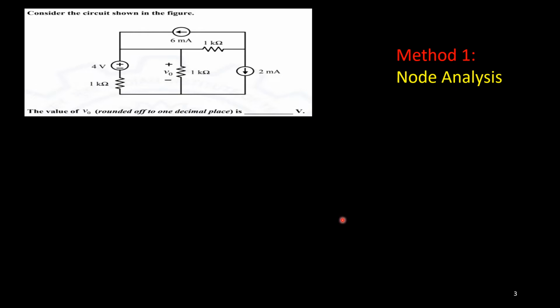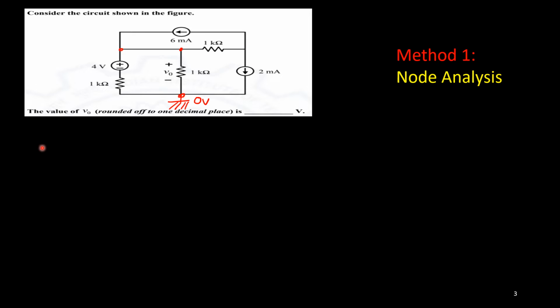So first method, the node analysis. In this circuit, if I consider this end is grounded, I'll draw it here. For node analysis, one node should be considered as grounded. So this is your zero potential, and these two elements actually have the same potential, because there is no element in between these two. So there is no potential gap between them. So actually these two are the same node, and this is a different node.